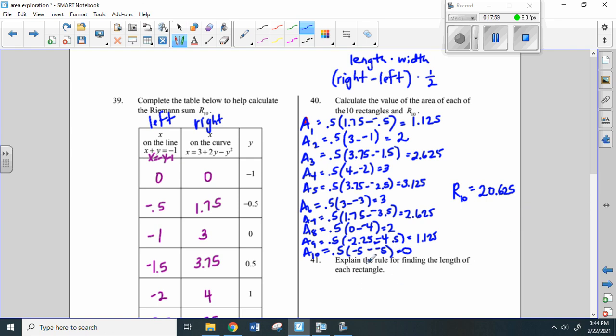And we actually already explained the rule for finding the length. That's what we wrote up here. We did the right minus the left. The right x value minus the left x value. So you can write that down in there if you'd like.